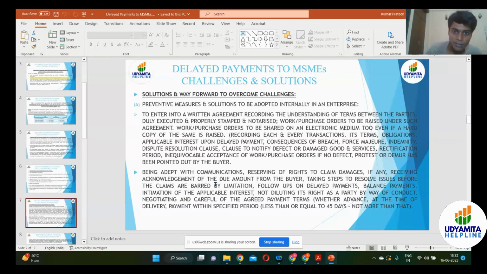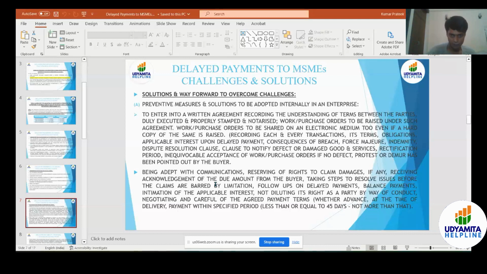The first is to enter into a written agreement, as I already stated, regarding the understanding of the terms between the parties, duly executed and properly stamped, notarized. So enter into an agreement regarding the understanding of the terms between the parties, or have a work order or purchase orders, and check that those purchase orders are executed and properly stamped, or if there is an agreement, whether it's properly stamped and notarized or not. All of these things are pretty much important and should be taken care of.